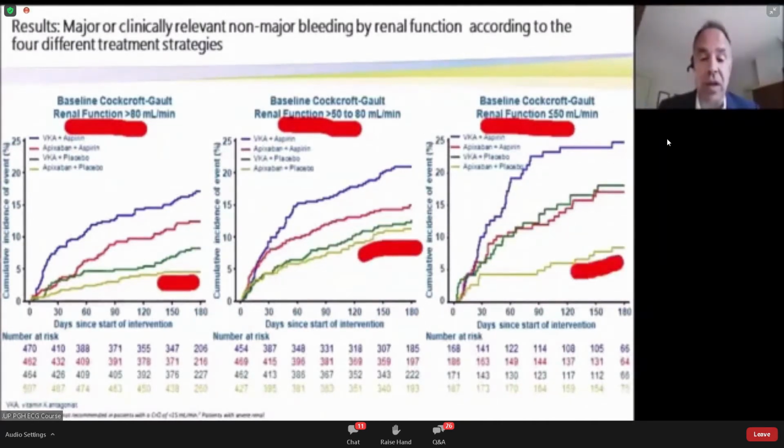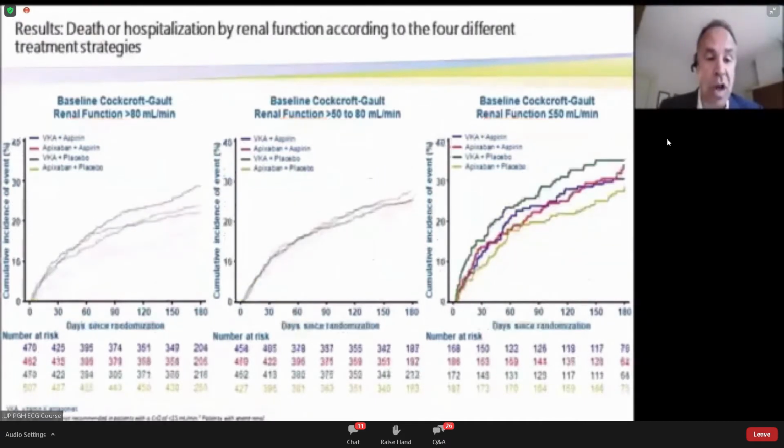So regardless of renal function, we can see that the group that has received apixaban on a backdrop of clopidogrel but dropping aspirin, the aspirin placebo group, those individuals experienced the lowest bleeding event rate over the course of time.